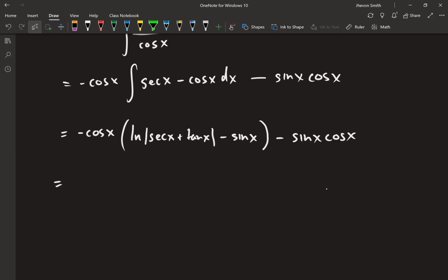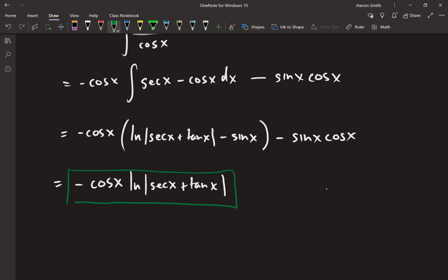And so now we can actually multiply this out. I would get minus cosine x ln of secant x plus tangent x. And then here I would have minus cosine times minus sine. That would give me positive sine cosine, but then I subtract sine times cosine. And so that's my yp.